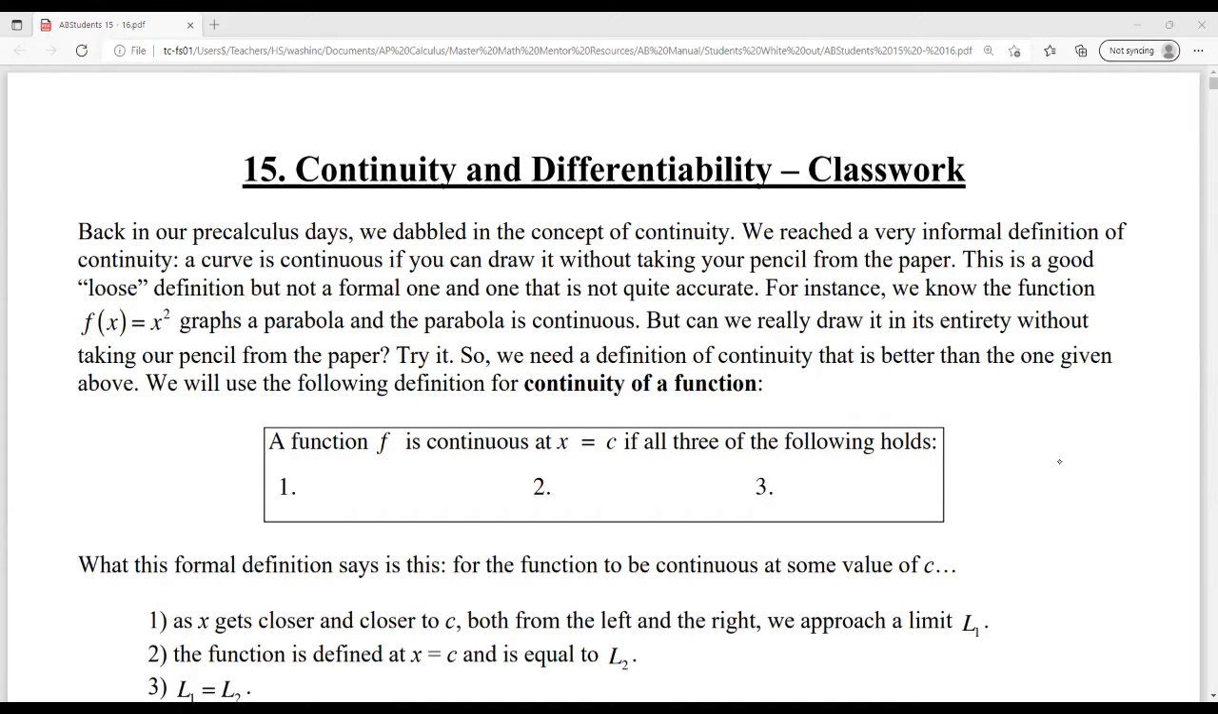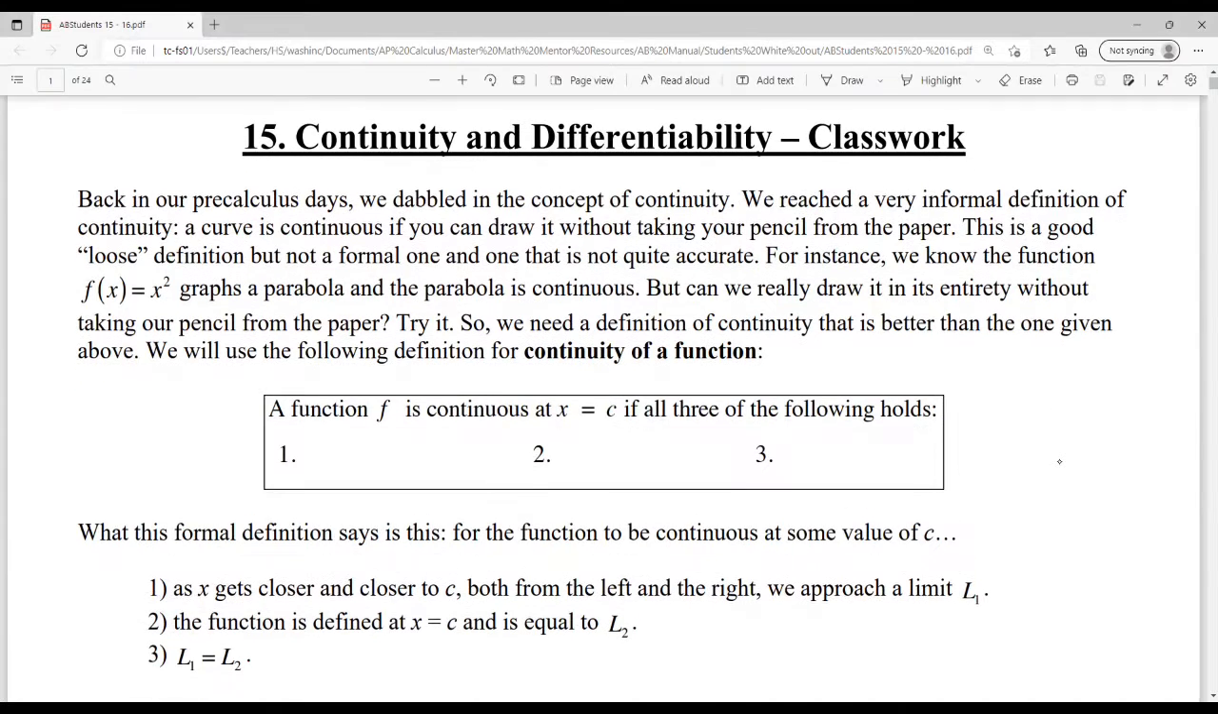In the past, we've talked about continuity as being you can sketch the graph without lifting your pencil. That's very formal. That's not quite accurate. For instance, f of x equals x squared graphs a parabola, and that parabola is continuous. But is it really possible to draw the entire graph without picking up your pencil? The answer is no. It's really not possible to draw the entire graph.